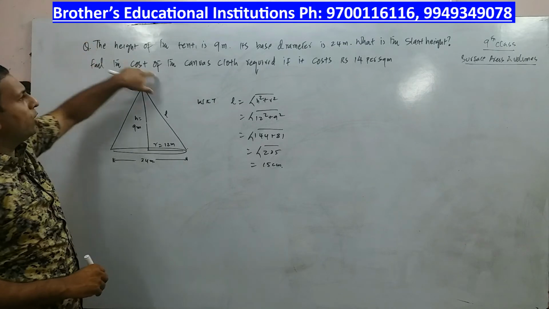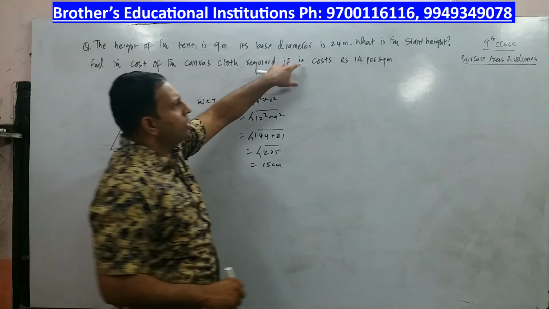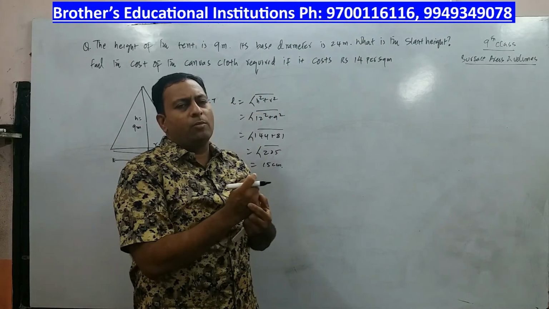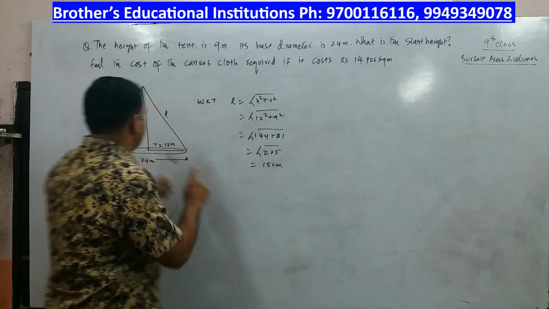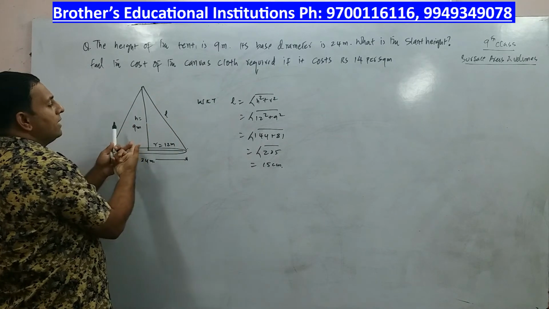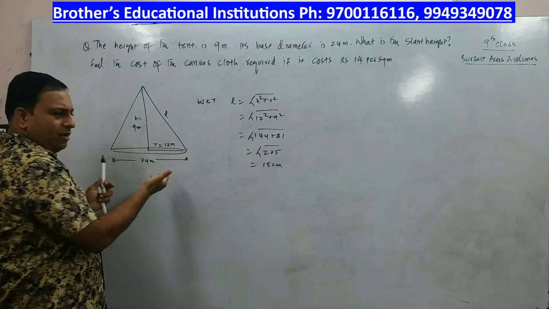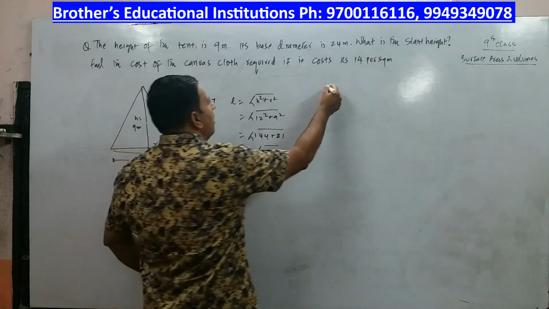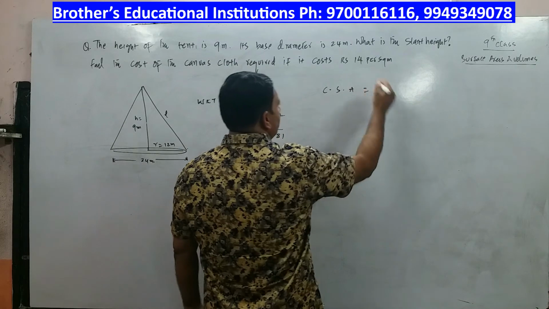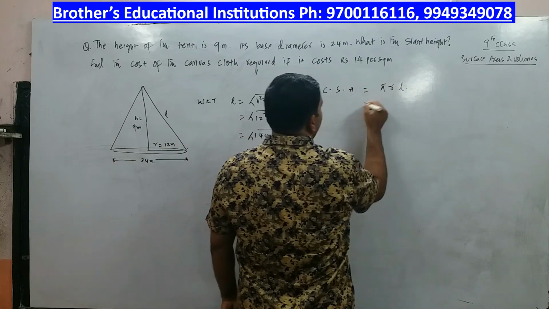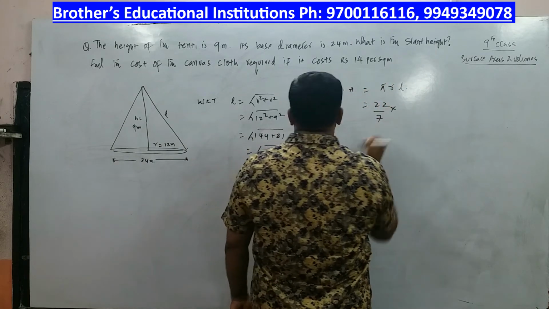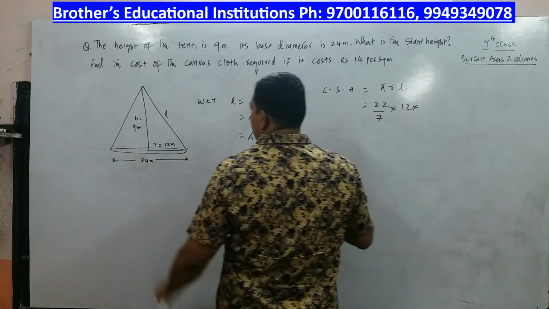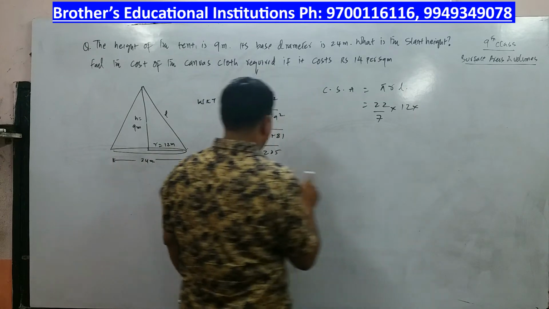We answered. Find the cost of canvas cloth required if it costs 14 per square meter. We know the rate. In order to find how much canvas cloth is required, we need to find the curved surface area, not the base area, right? Usually the tent will be hollow from inside. So the curved surface area of the cone, formula pi R L. Pi is 22 upon 7, into radius. Radius, how much did you get? Radius is 12, into length. What is the length? L is equal to 15 you got.